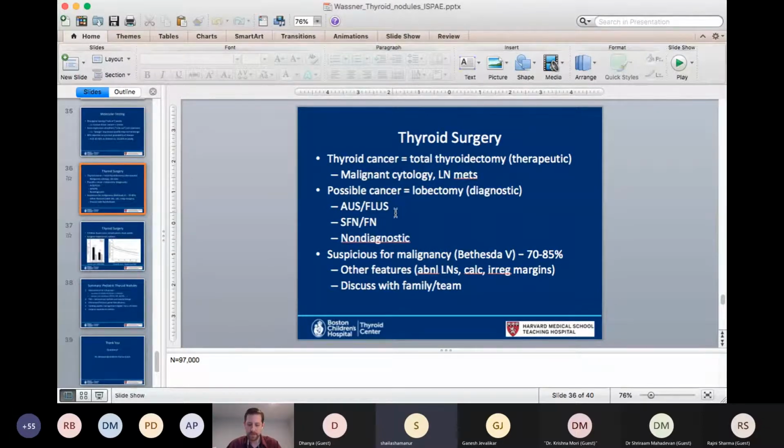Thank you, Dr. Ari. One more question. Following a report of malignancy after diagnostic lobectomy, how soon or how late can the surgeon go back for converting it to total thyroidectomy after the initial surgery?